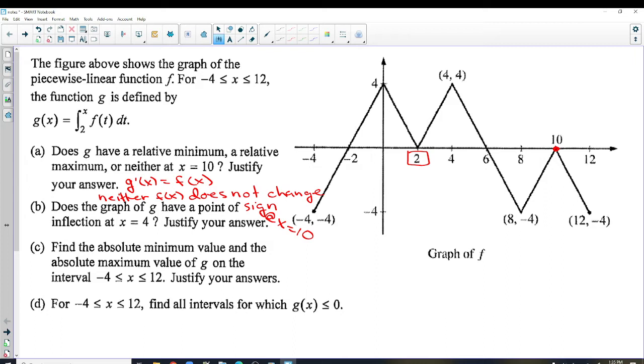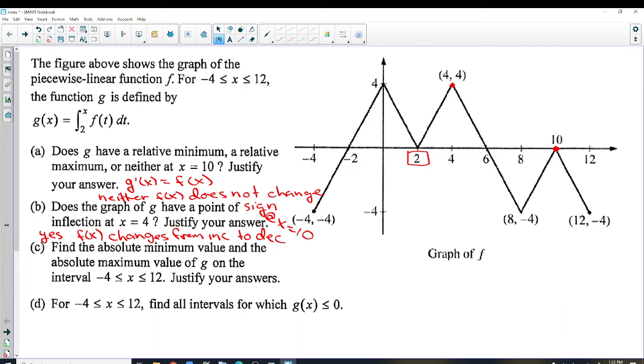B, does the graph of g have a point of inflection at x equals 4? And we're going to justify the answer. So we're up here. Yes. f of x changes from increasing to decreasing. So if f is the first derivative, the fact that it's changing from increasing to decreasing means that the second derivative of g is changing signs. So g does have a point of inflection there.